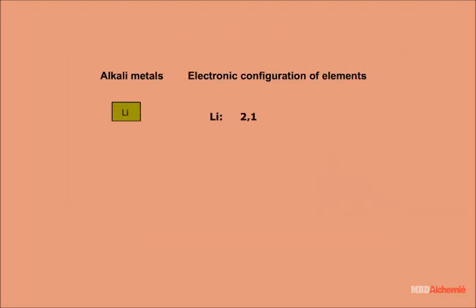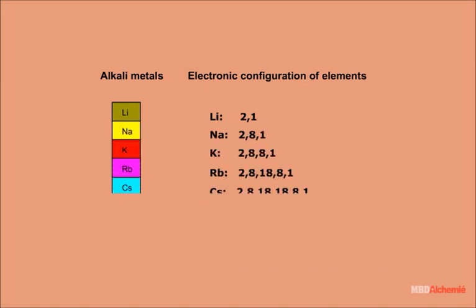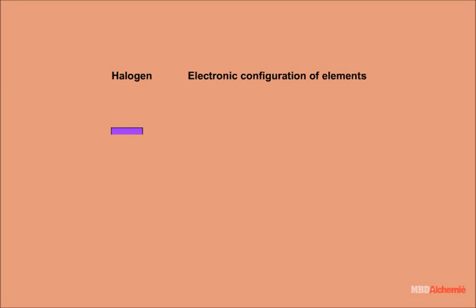Basis of classification according to modern periodic law is the repetition of the same outermost electronic configuration at definite intervals. For example, alkali metals have one electron in the outermost orbit. In the halogen group, all the elements have 7 electrons in their outermost orbit.